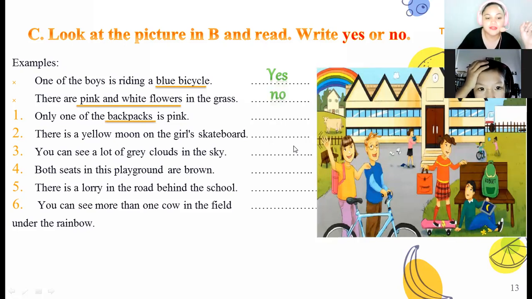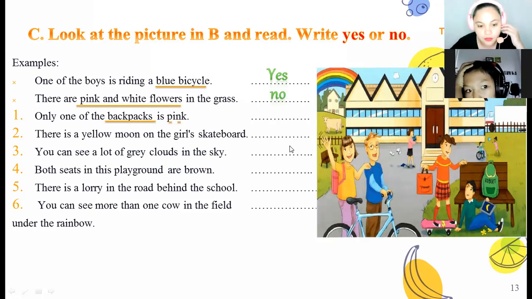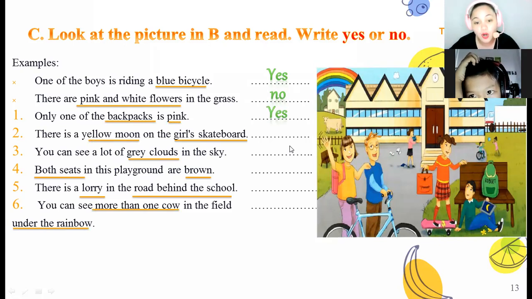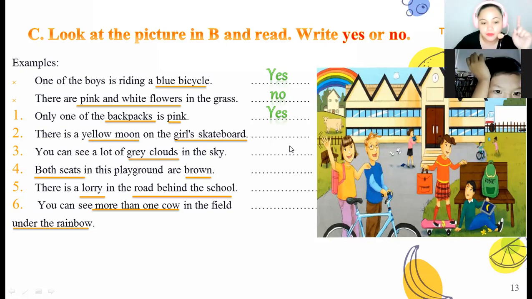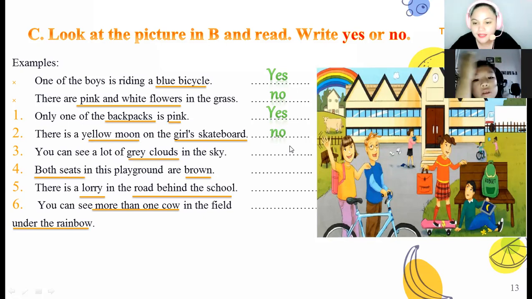Okay, number one, Anna, read and answer. Only one of the backpacks is pink. No. Oh, wait a minute. So your answer is yes. Okay, yes, one backpack is pink because the other one is orange and green, right? So how about number two? There is a yellow moon on the girl's skateboard. No, no. Because what is on the skateboard? What's that yellow color? It is a storm. Yes, that's a storm or thunder.